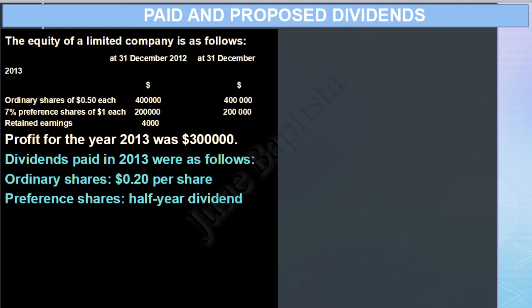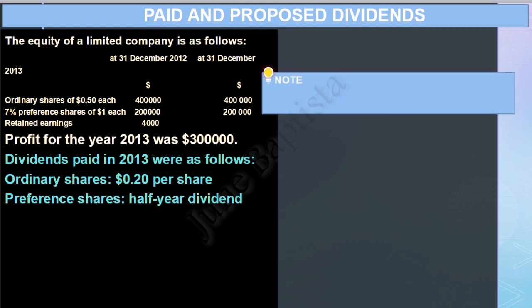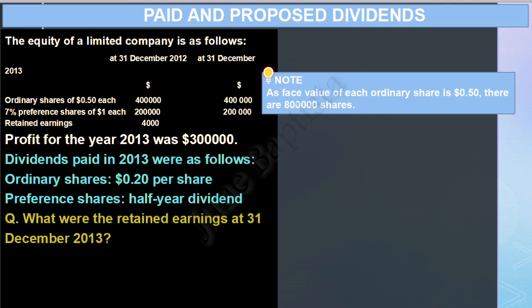Let us look at the following example. The equity of a limited company is as follows. Pause the video and study the information given carefully. Note, as the face value of each ordinary share is 50 cents, there are 800,000 ordinary shares. Question: what were the retained earnings at 31st December 2013?